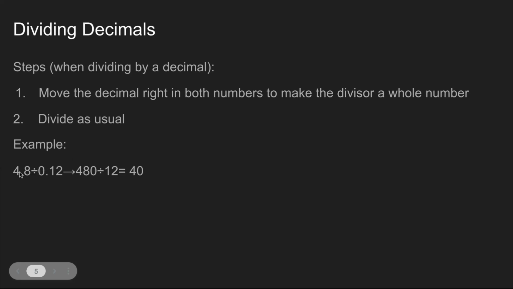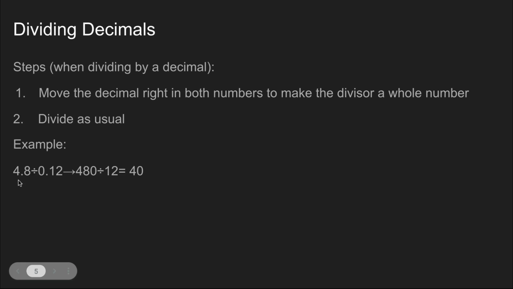In this case, we need to move the decimal right to make the divisor a whole number. Now we have 4.8 and 0.12, but as you can see here, if you move this 1 to the right and you move this 1 to the right, the 0.12 becomes 1.2. So that's still a decimal. So you need to move that 2 to the right. But just like with fractions when you're doing LCM, when you move this 2 to the right, you need to move this 2 to the right.